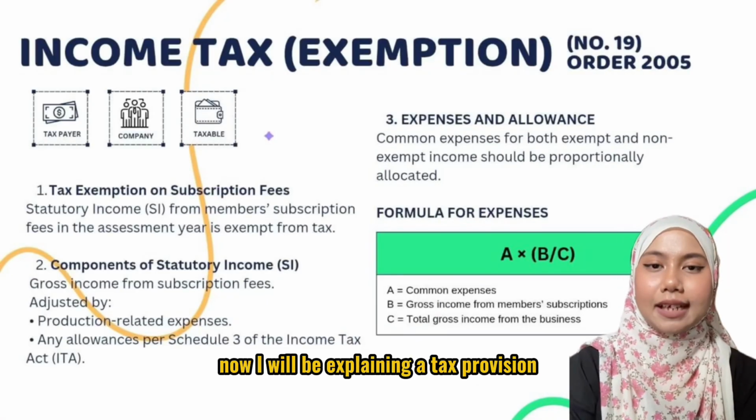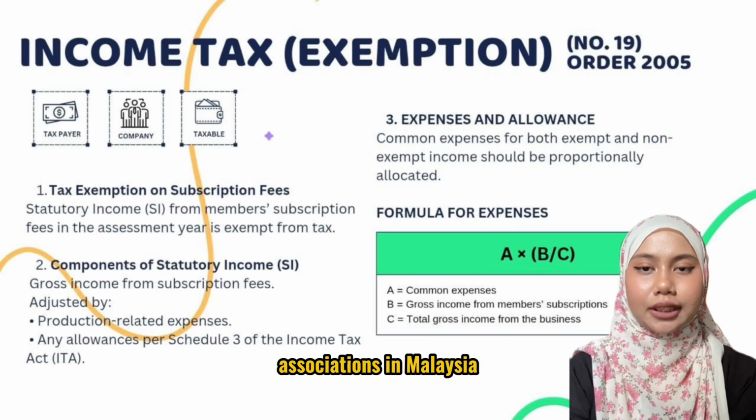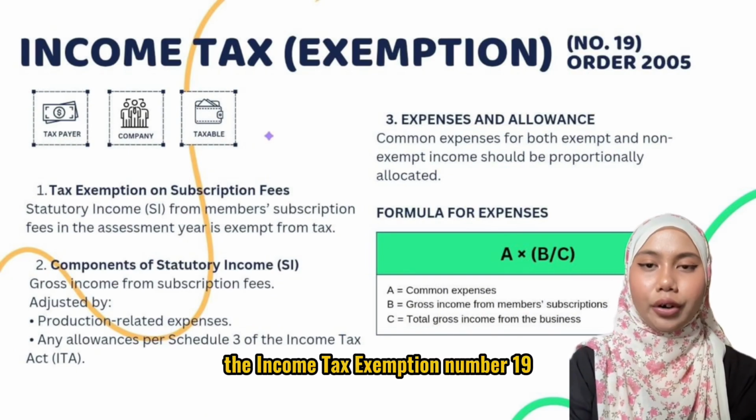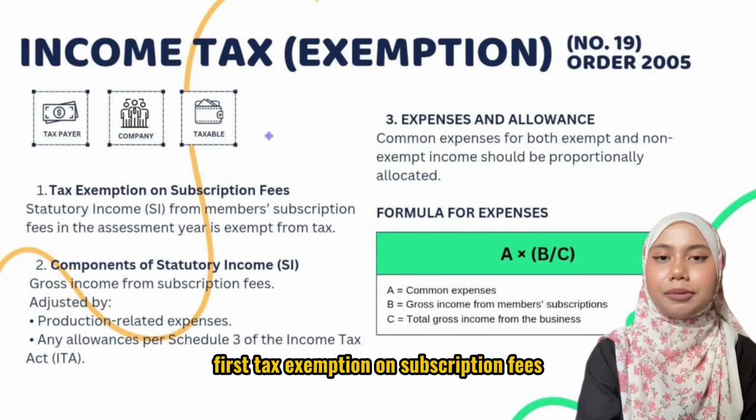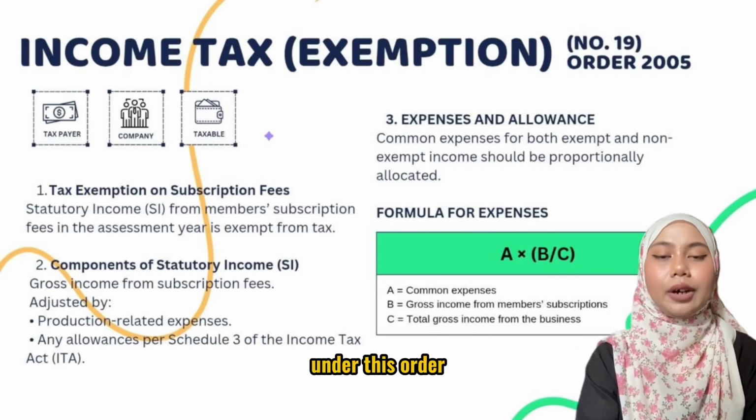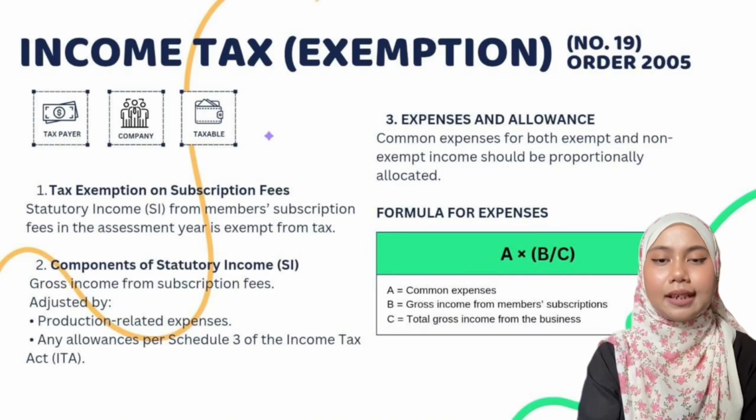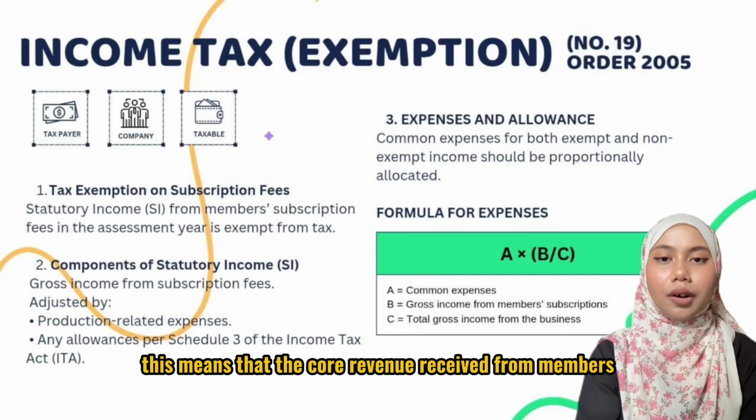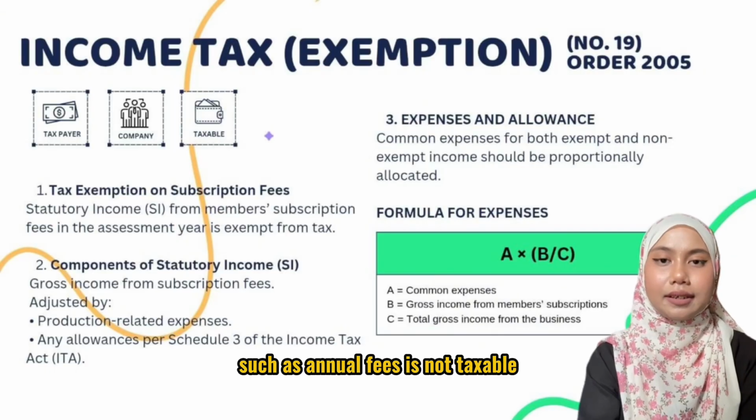Now, I will be explaining a tax provision that provides significant relief to trade associations in Malaysia, the Income Tax (Exemption) (No. 19) Order 2005. First, tax exemption on subscription fees. Under this order, the statutory income derived from members' subscription fees is fully exempt from income tax. This means that the core revenue received from members, such as annual fees, is not taxable.